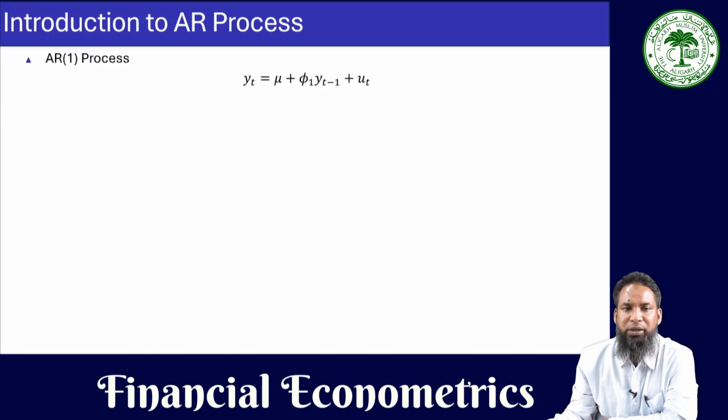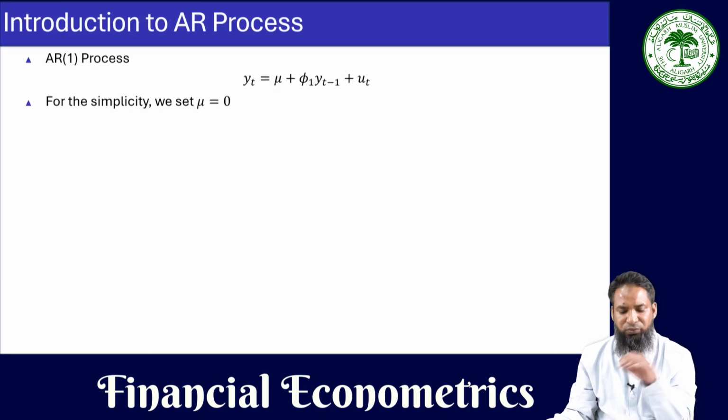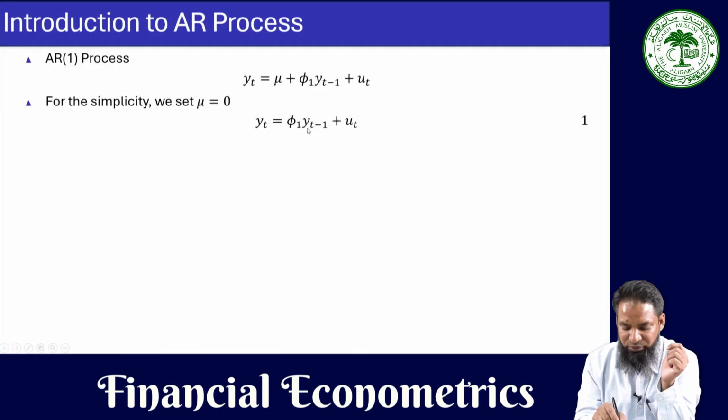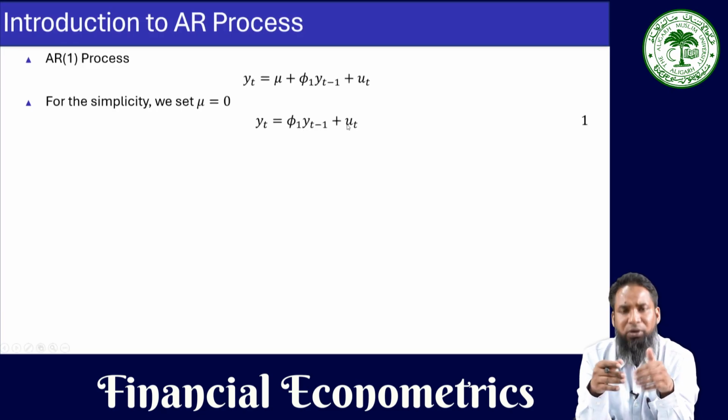The AR(1) process we have written like this. For simplicity, here we will drop mu, that is, we set mu equal to 0, so the mean becomes 0. Then we can write this equation as y_t is equal to phi 1 y_{t-1} plus u_t. From the previous lectures on ordinary least squares, you can relate this to the intercept becoming 0. When the intercept becomes 0, the properties of the model usually do not change.